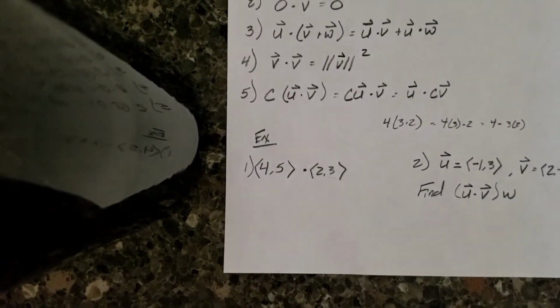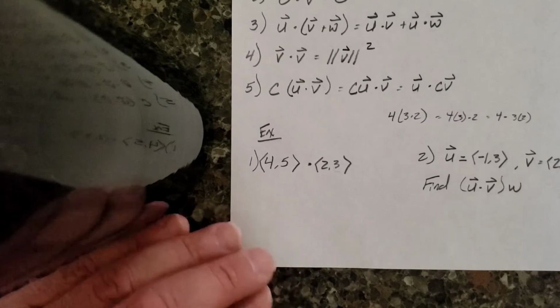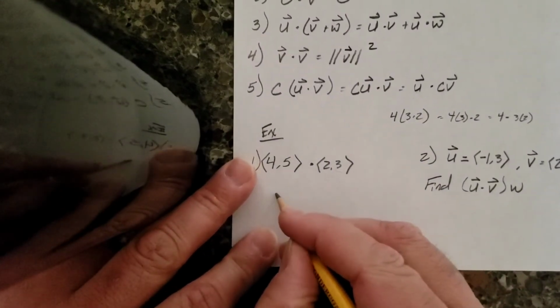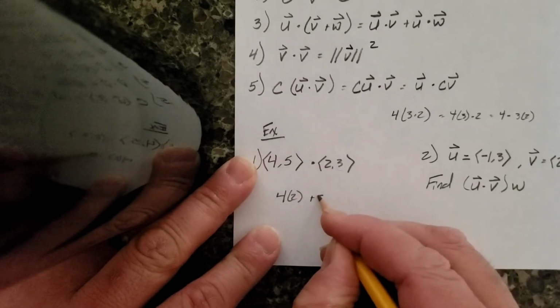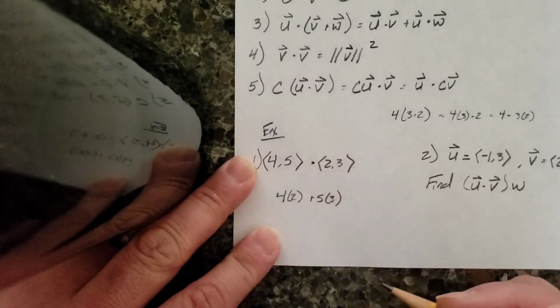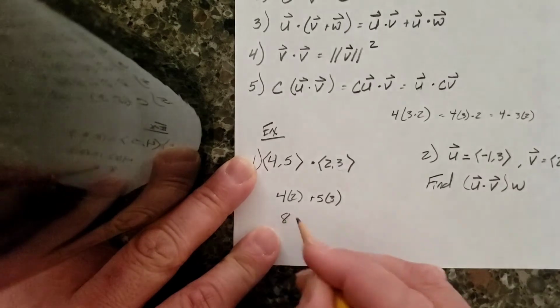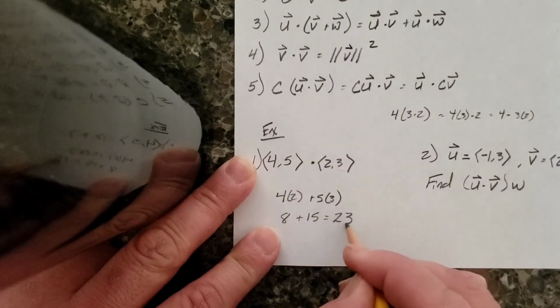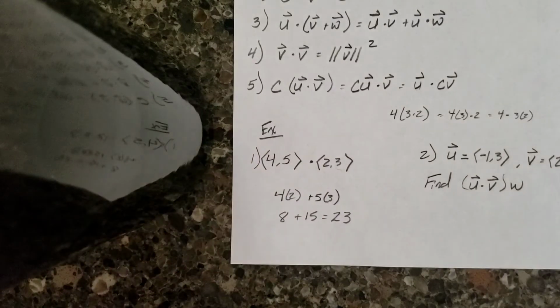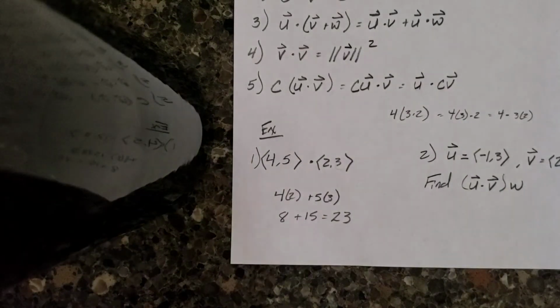Let's do a couple examples here for you. 4, 5 dot 2, 3. So you have 4 times 2 plus 5 times 3. 4 times 2 is 8. 5 times 3 is 15. You add them up. 23 is your dot product.